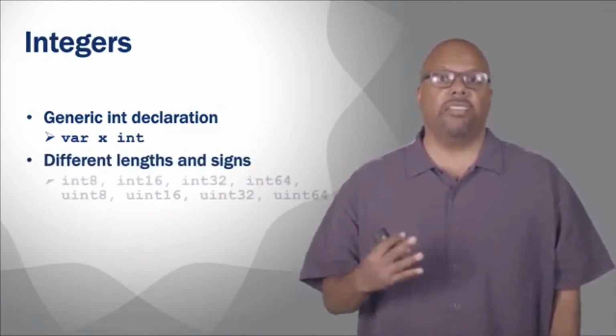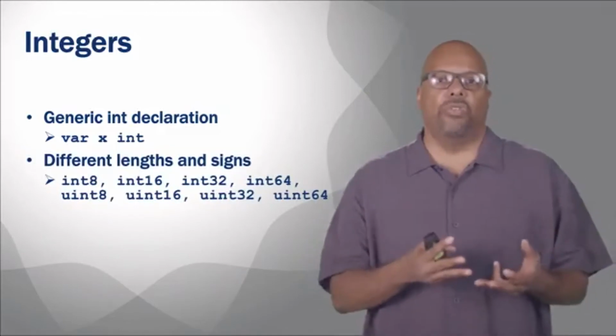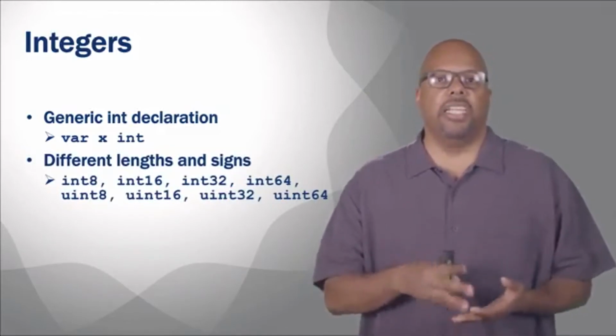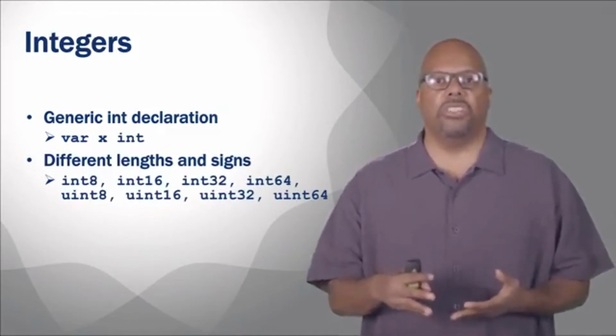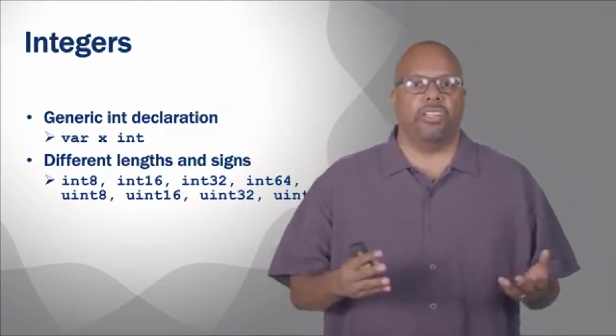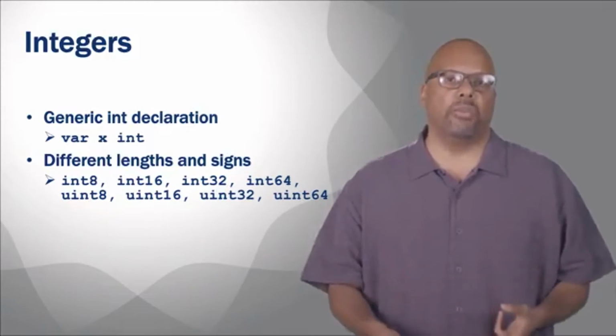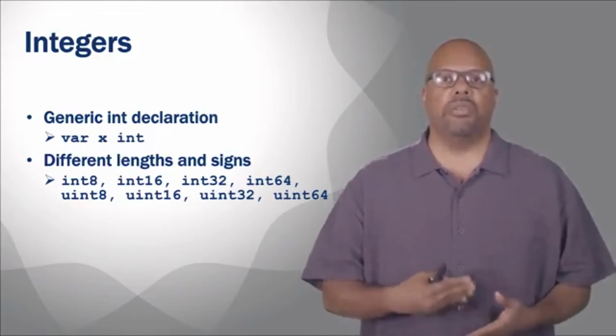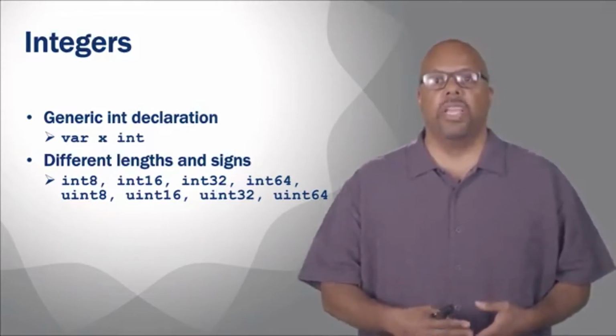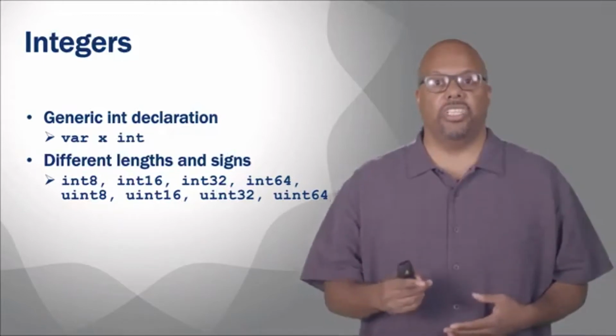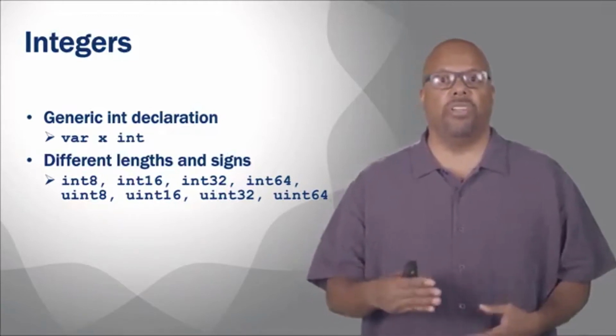But you can have different lengths of integers. For instance here, you've got int8, int16, int32, int64. Those numbers are the number of bits used to represent the integer in memory. So 8-bit integer, 16-bit, 32-bit, 64-bit. Then uint are unsigned integers, also 8-bit, 16-bit, 32, 64.